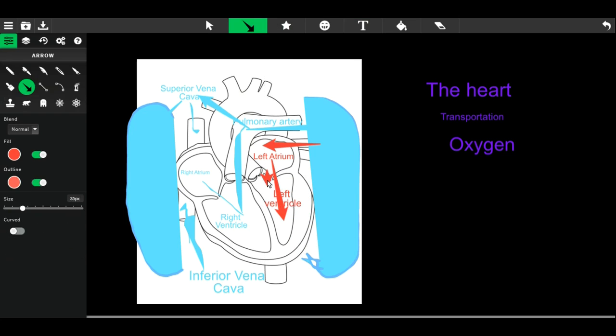Then the blood leaves the left ventricle and goes through the aortic valve into the aorta, which is the largest artery, and then it exits through one of these three little tubes, which lead to different arteries, which take blood to the body. So that is the heart and the path of blood.